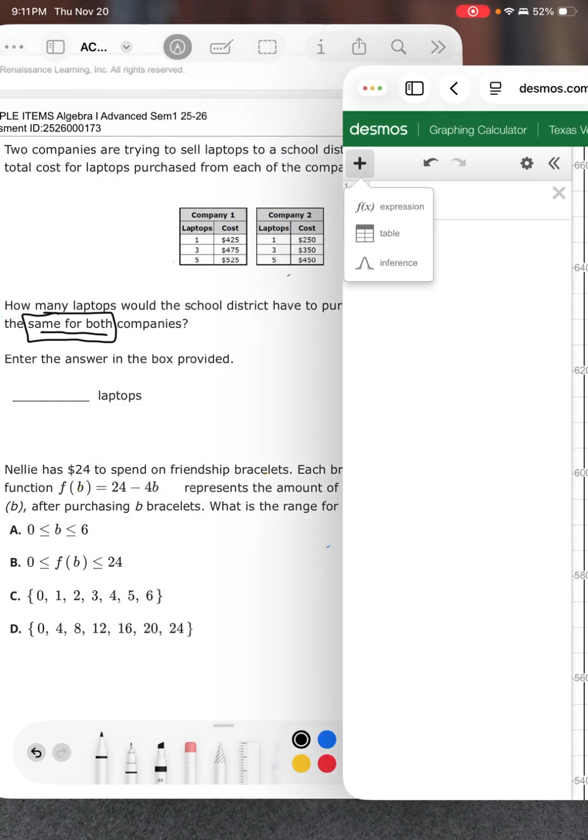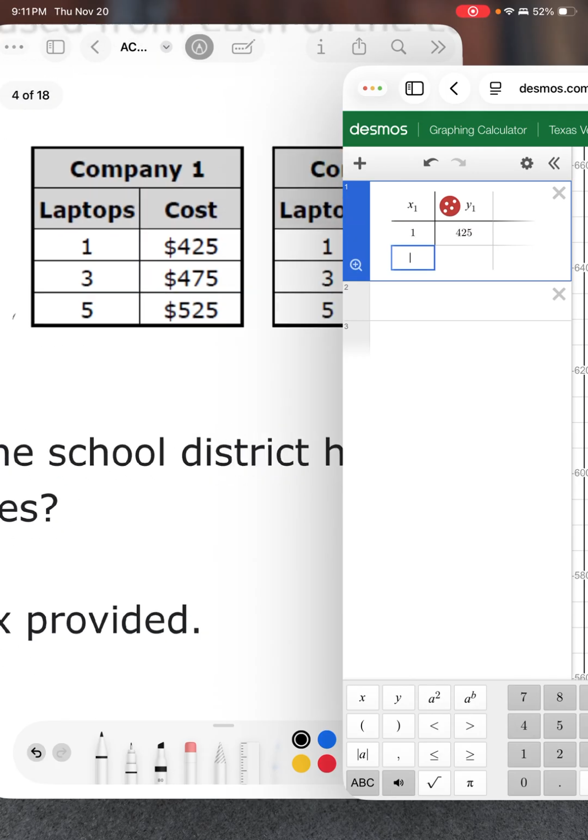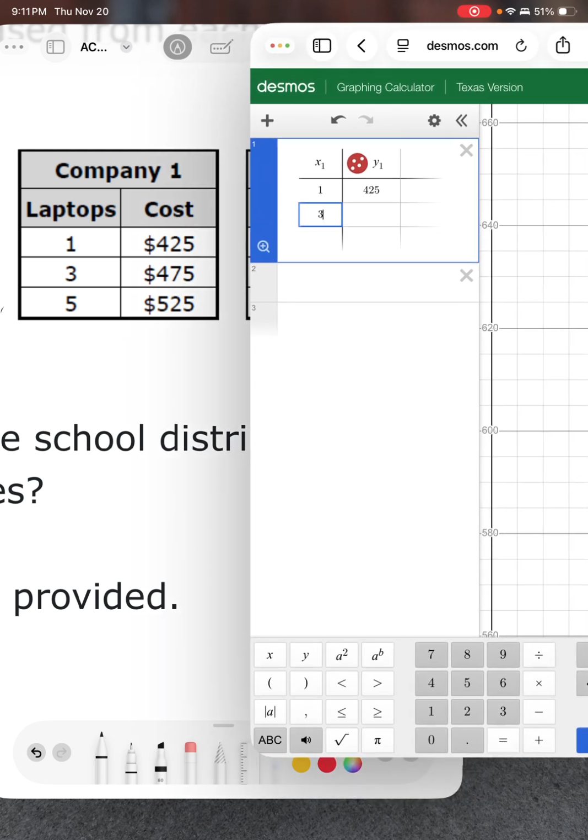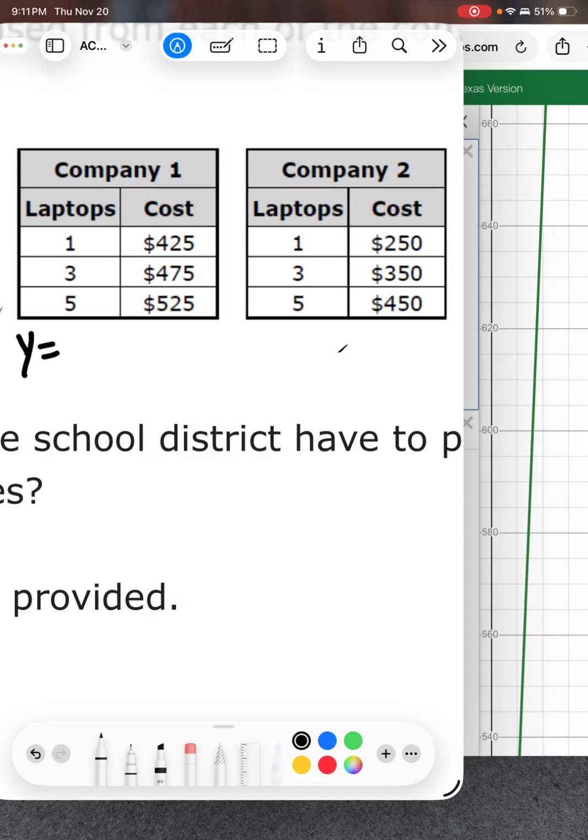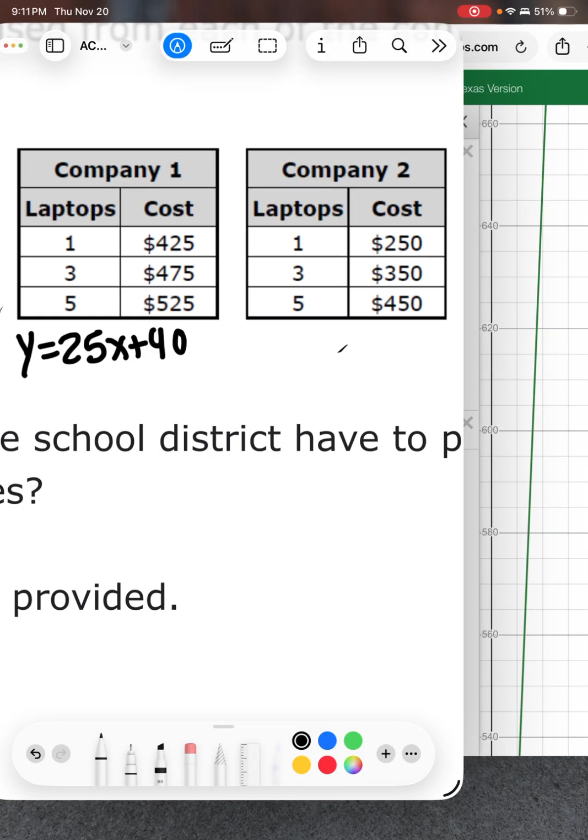Okay, so I'm going to go ahead and put in for company 1. So I have 1, 425. Now notice this is not counting by 2s, it jumps to 3. So please pay attention to your numbers. 3, 475. Okay, so my equation for company 1 is y equals 25x plus 400, right? Yes, plus 400.